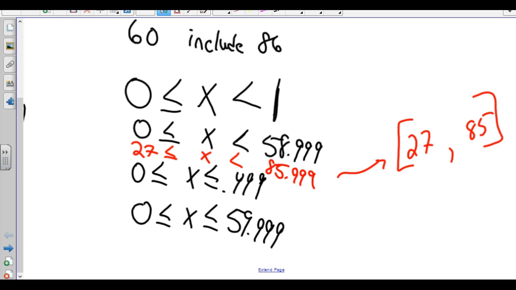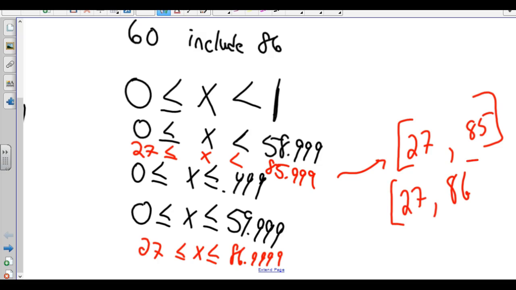But here, when we add 27, we get 86.9999. When we strip off the decimal, we saw it's going 27 to 86. So really the hard part is this end value, making sure that you're getting the proper endpoint.